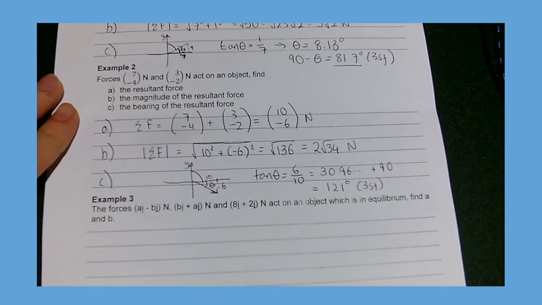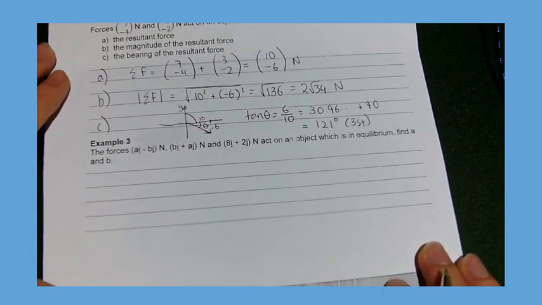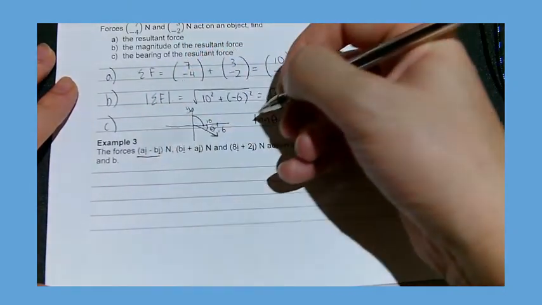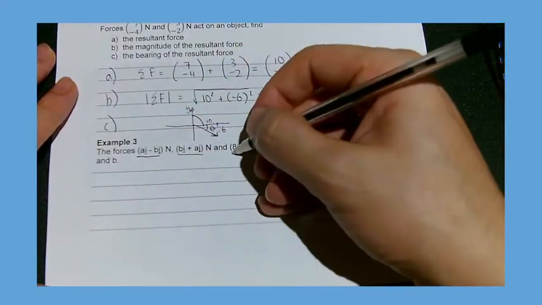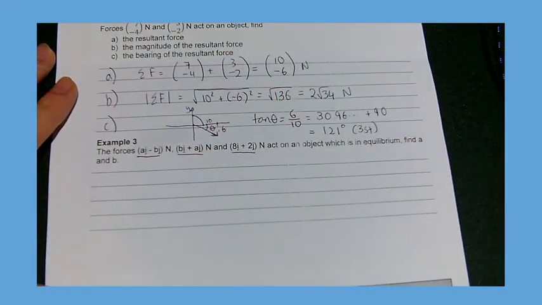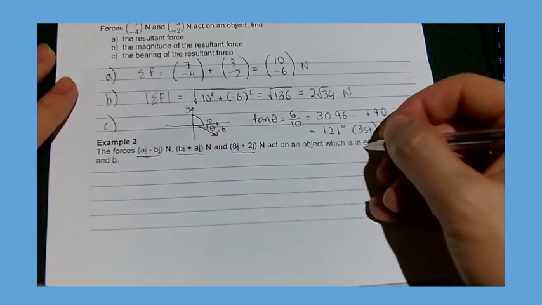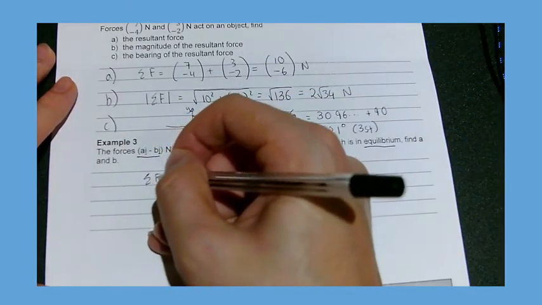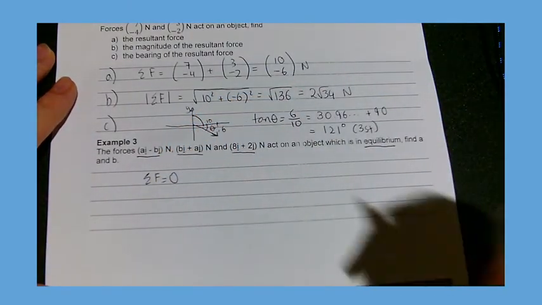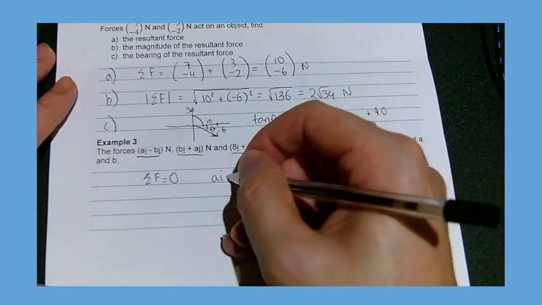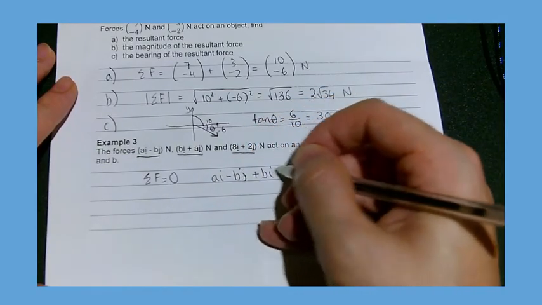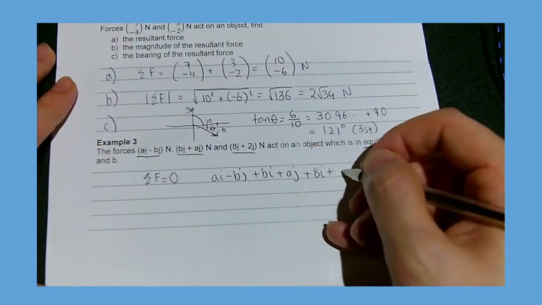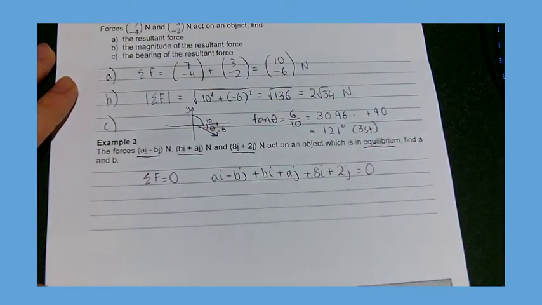Final question, again just using Newton's first law. This time we are given 3 forces: ai minus bj, bi plus aj, and 8i plus 2j. They all act on an object which is in equilibrium. Find the values of a and b. So remember, in equilibrium, the sum of these forces is equal to 0. So let's find the sum of these forces, let's add them up, and let's make them equal to 0.